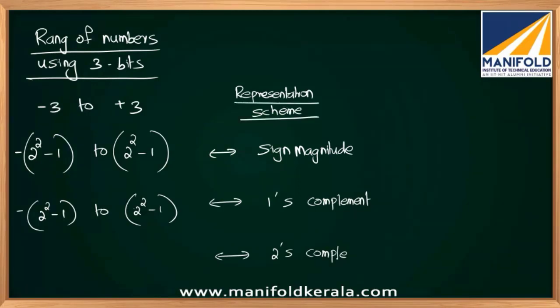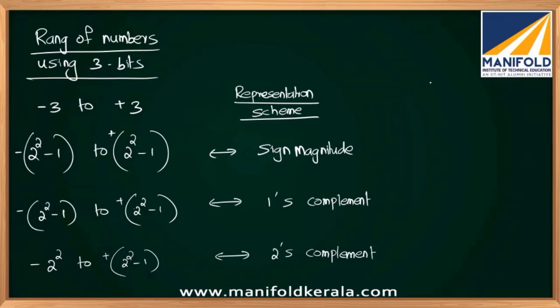And in 2's complement format, what are the numbers you are getting? It is negative 4 to plus 3. But this can be written as what? This can be written as negative 2 square to plus 2 square minus 1, right? So this is for 3 bits. When it is 3 bits, it is negative 2 square to plus 2 square minus 1.